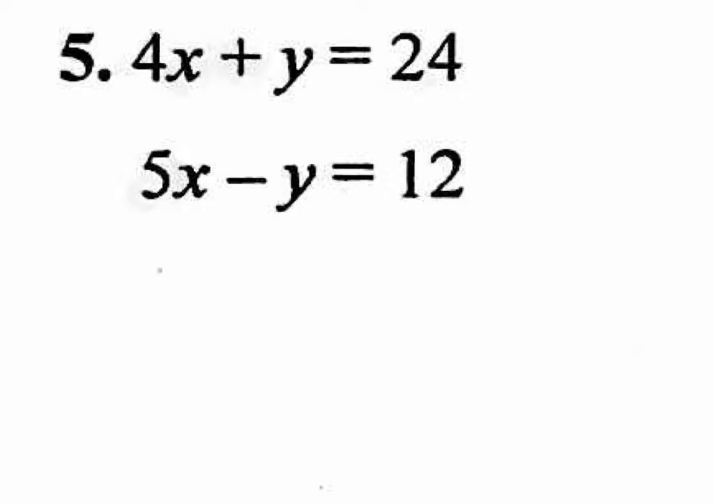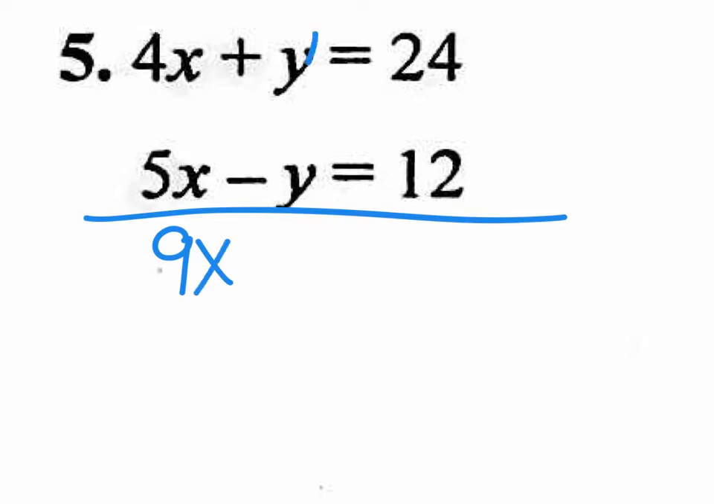Why elimination method? Because they're lined up. Not only that, this y and that y, it's already ready. All you got to do is combine the lines. So let me just put a line down here, and let me combine 4x and 5x. That gives me 9x. This positive y and this negative y, they eliminate. The equal sign comes down, and the 24 plus 12, that is 36.